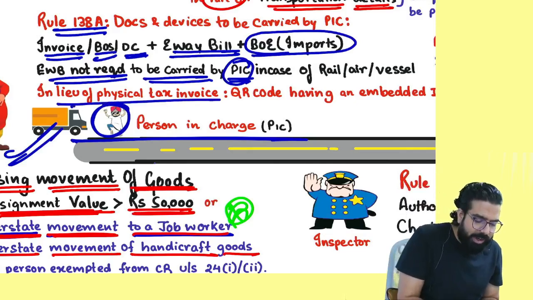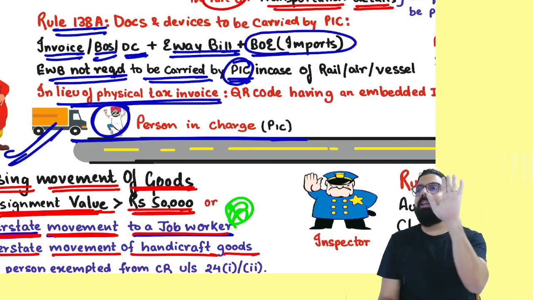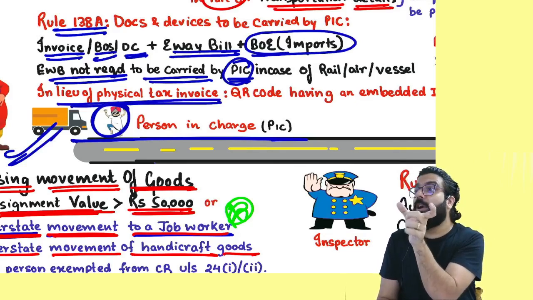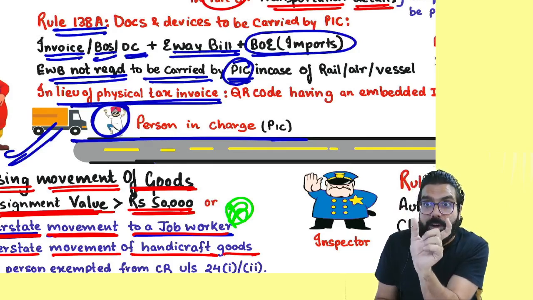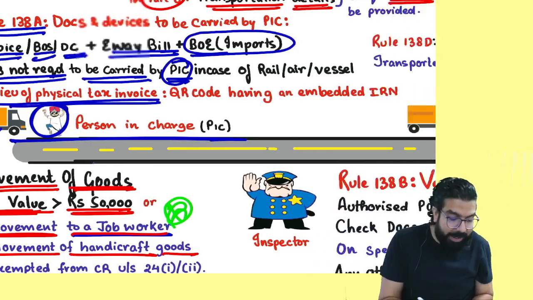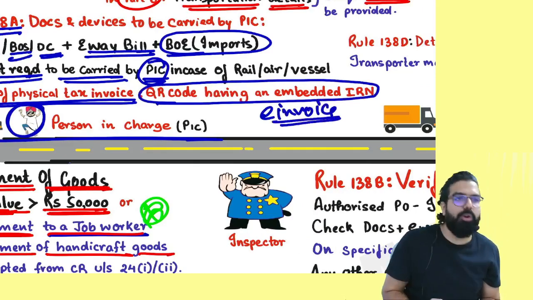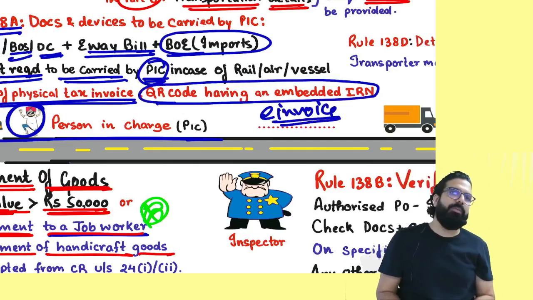Nowadays, e-invoicing is there, right, everyone? So in lieu of carrying the physical tax invoice, you can also carry the QR code. Not the dynamic QR code. In e-invoicing, the e-invoice has one QR code, which has the IRN number embedded. In case of e-invoice, you get this QR code. That QR code also you can carry at the time of movement.